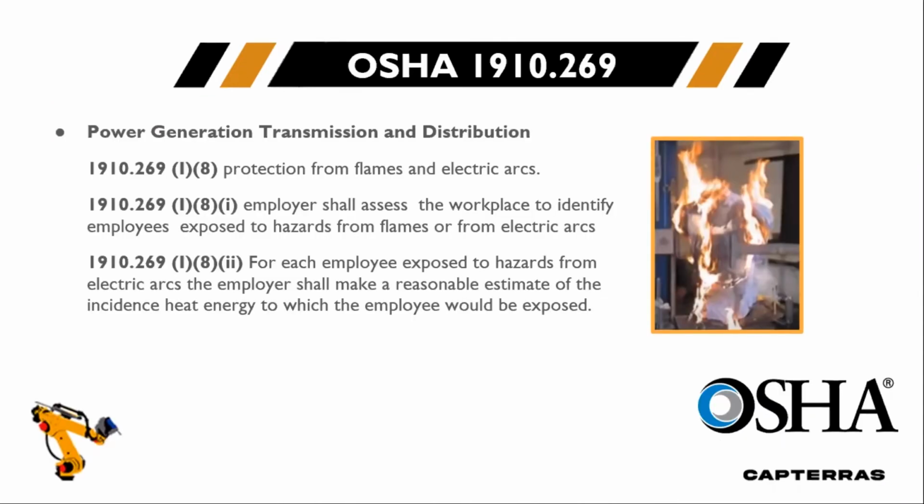Now we are going to talk about section 1910.269(l)(8), which talks about protection from flames and electrical arcs. Then (l)(8)(i) says the employer shall assess the workplace to identify employees exposed to hazards from flames or from electrical arcs. And finally, we have (l)(8)(ii), which says that for each employee exposed to hazards from electrical arcs, the employer shall make a reasonable estimate of the incident heat energy to which the employee will be exposed.